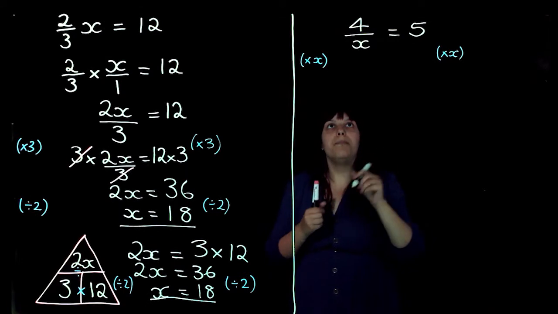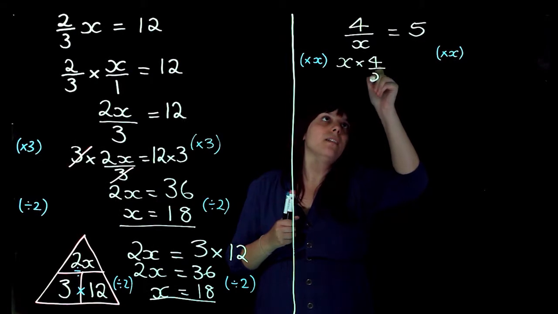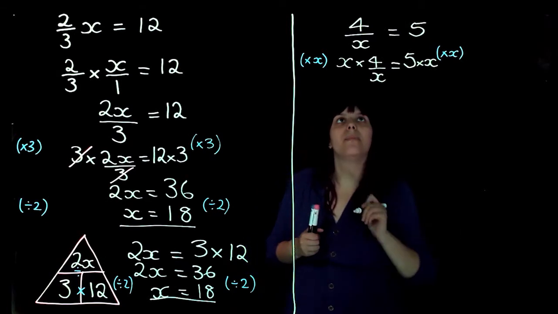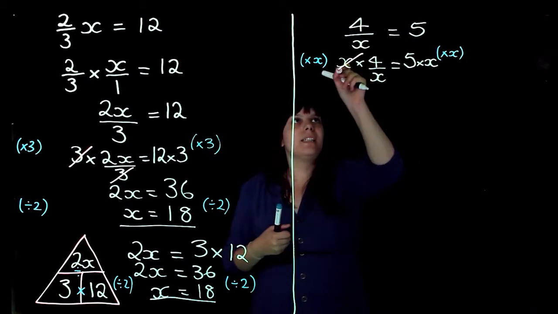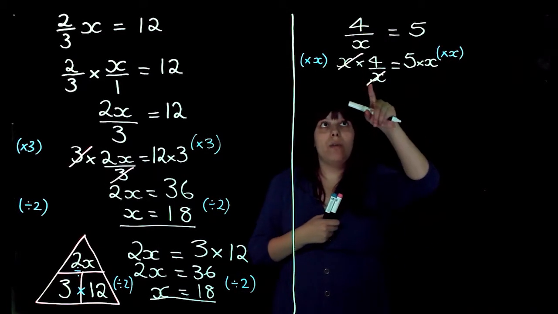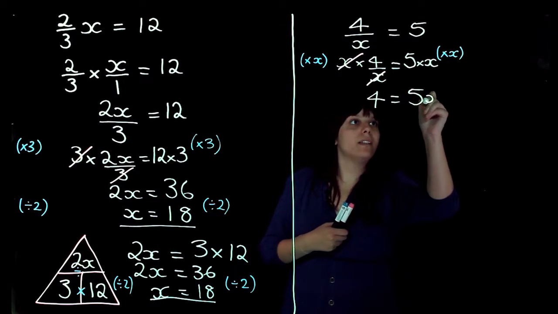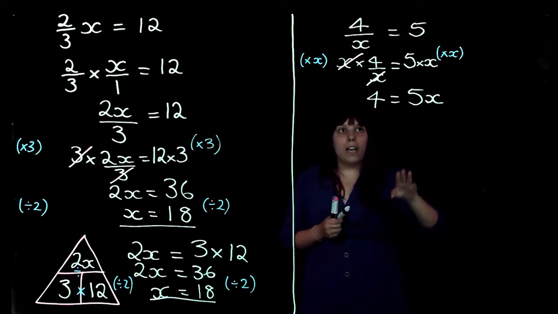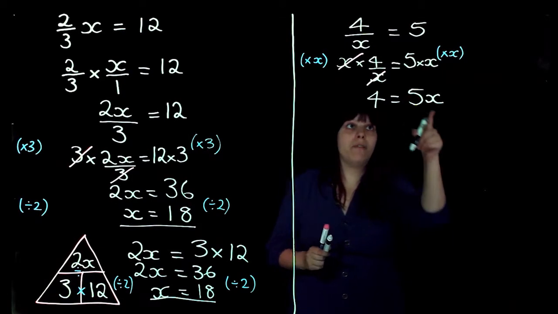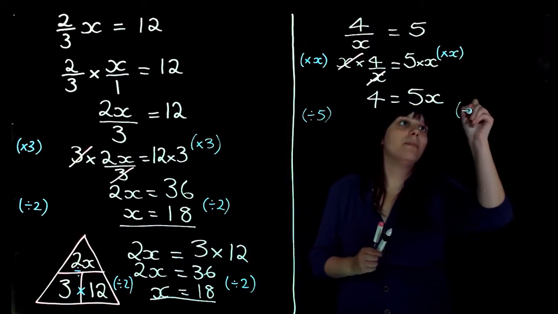So that gives me x times 4 over x equals 5 times x. So we know that times x and divide x cancel each other out. So I'm left with 1 times 4, which is just 4. And 4 equals 5x. Now I can see that I'm multiplying x by 5. So how do I get rid of multiplying x by 5? Well, I just divide x by 5. So divide by 5 on both sides.